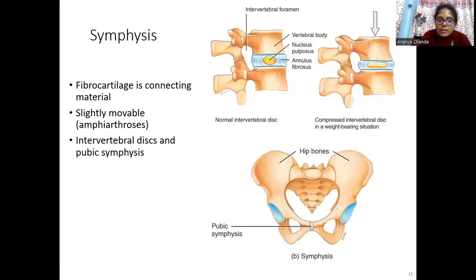Then comes the symphysis. They are present in the intervertebral disc and the pubic symphysis. So these are present in the pelvic girdle area, that is pubic symphysis in this region, that is in the hip bone region. And next is in the vertebral disc. Between the two vertebral bodies, there is a vertebral disc which is having a symphysis joint.